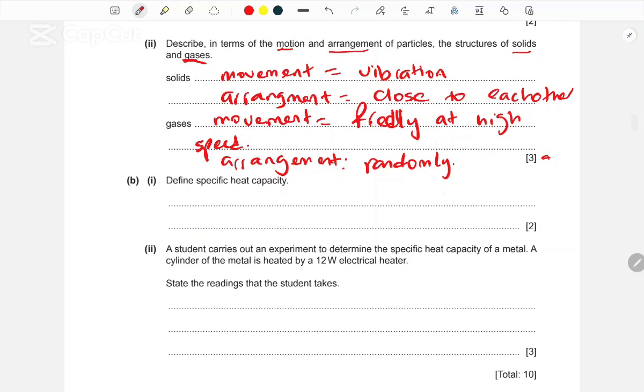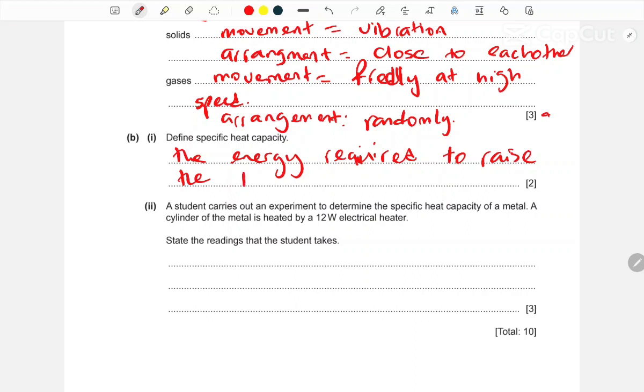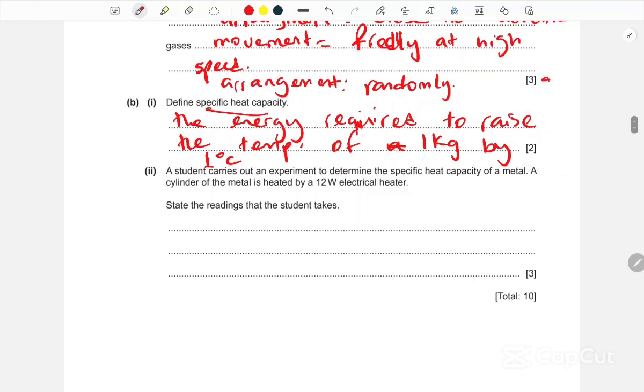Define specific heat capacity. So specific heat capacity is the energy which is required to raise the temperature of 1 kilogram by 1 degree Celsius. That's the specific heat capacity.